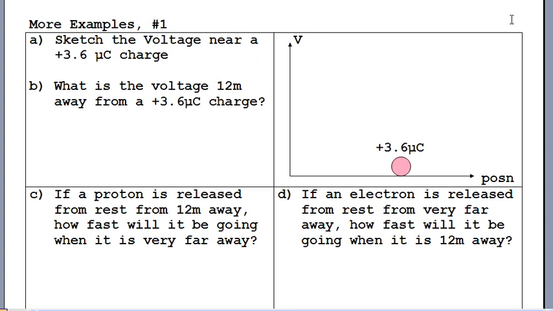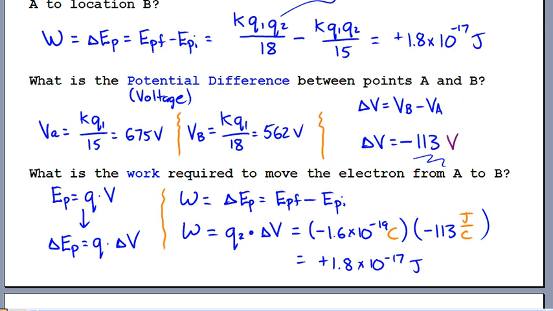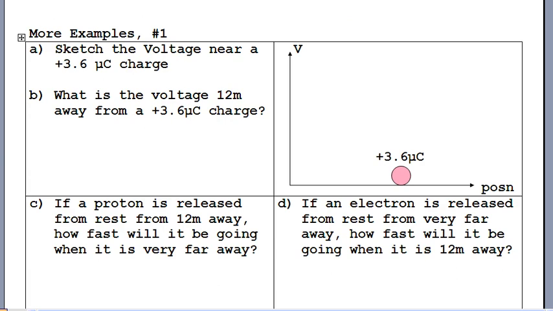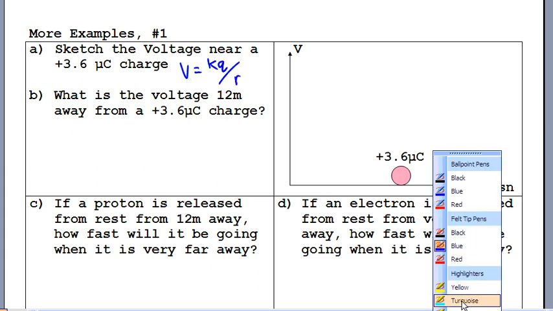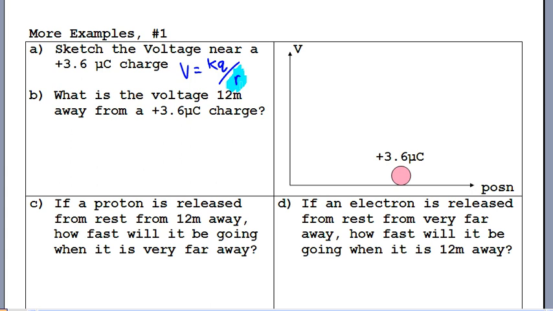So example 1 says, hey, can you go and sketch the voltage near a 3.6 microcoulomb charge? And you might say, well, near which way? Above it, below it, behind it, in front of it, on top of it? Doesn't matter. Voltage doesn't care which direction you are away. It only cares about how much you are away. The equation says that the voltage is equal to kQ simply divided by r. And the r is just us measuring how far you are away in any particular direction.